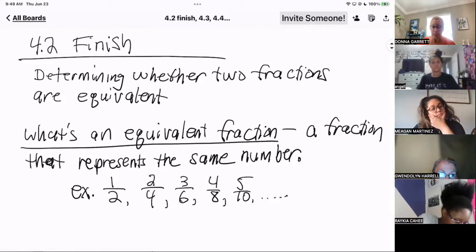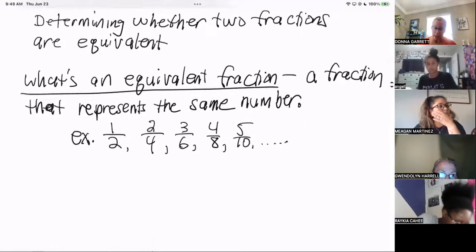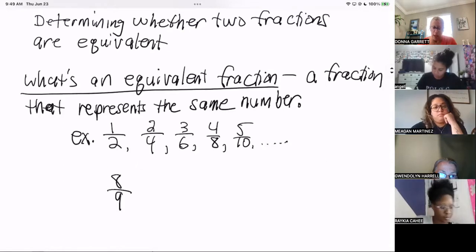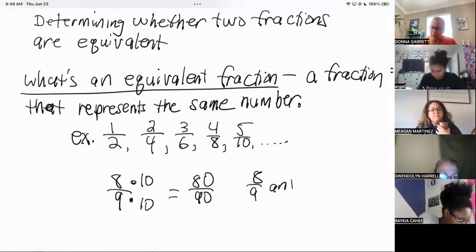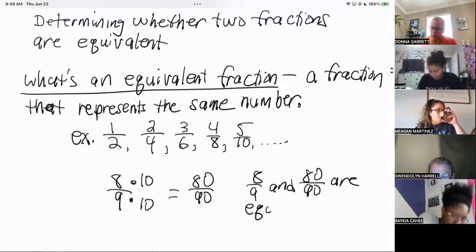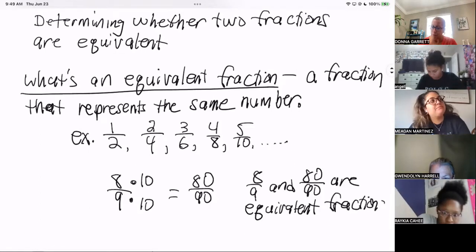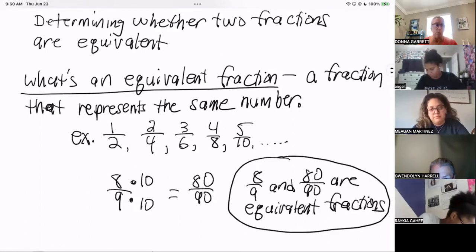We can do this with any fraction, and that's just by multiplying. So for instance, let me do 8/9. And I want to write an equivalent fraction. I can multiply it by any number I want. Let's say 10. And I will get 80/90. So 8/9 and 80/90 are what we call equivalent fractions. Same fraction, except one of them is not in simplest form.